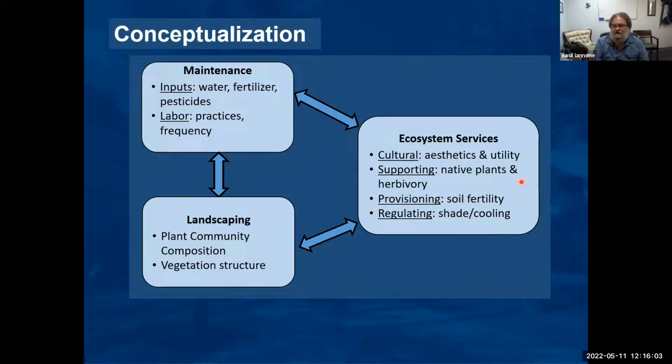Cultural, aesthetics and utility, for example, is what we looked at in this study. Supporting: how many native plants are we supporting in herbivory, and I'll talk about herbivory in a minute here. Provisioning, such as soil fertility, and then regulating, shade and cooling. I won't get to present all those ecosystem services, but this is conceptually what we're thinking of.